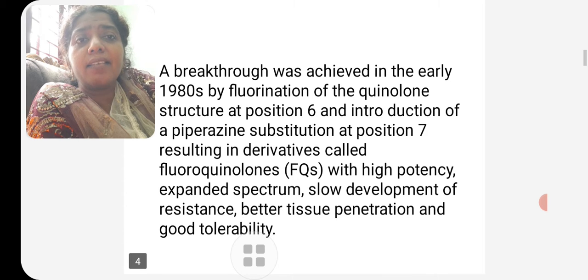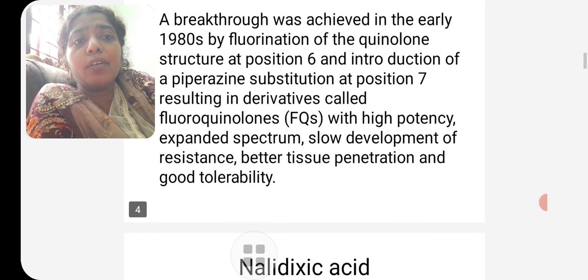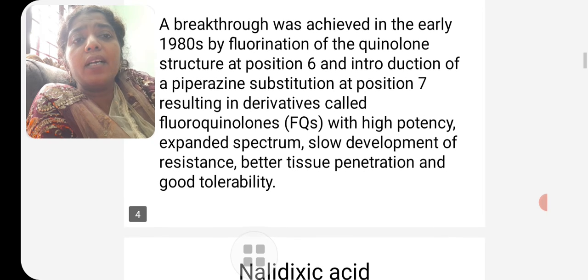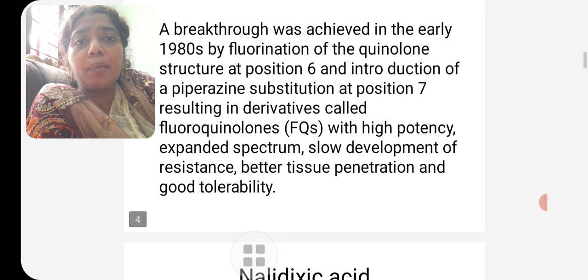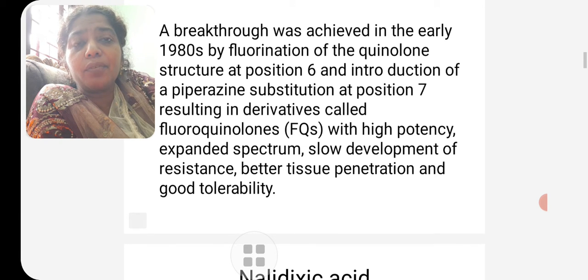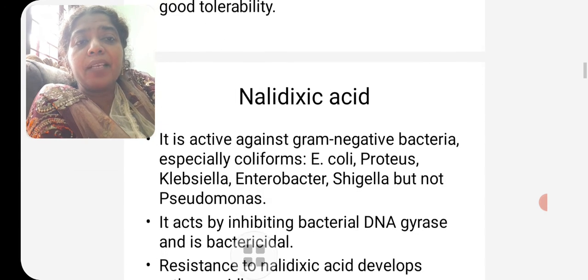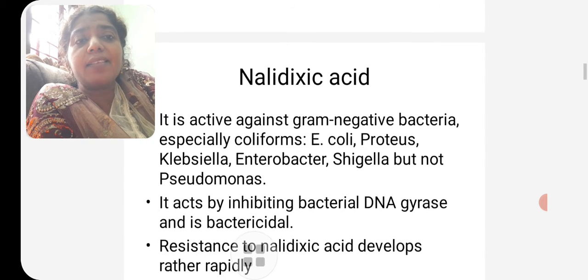In the 1980s, fluorination was done at the 6th position, and also a piperazine ring was introduced at the 7th position. They developed the fluoroquinolones. Fluoroquinolones have a high potency. They have an extended spectrum. The development of resistance is less. They can penetrate into the tissue in a good manner, and also they are better tolerated.